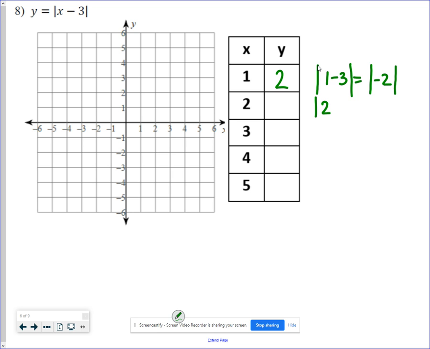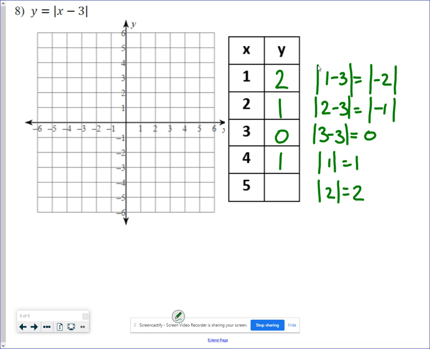When I put in 2, 2 minus 3 inside there would be -1, but the absolute value of that is 1. Now 3 minus 3 is 0, and the absolute value of that is just going to be 0. 4 minus 3 is 1, so I'll have the absolute value of 1, which is 1. And 5 minus 3 would be 2, and the absolute value of that is 2. So when I graph this now, I've got (1, 2), (2, 1), (3, 0), (4, 1), and (5, 2).